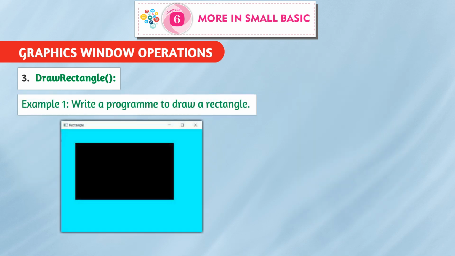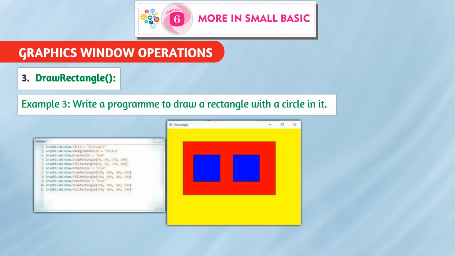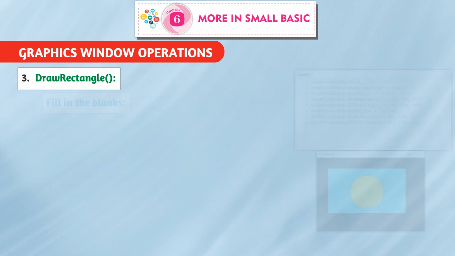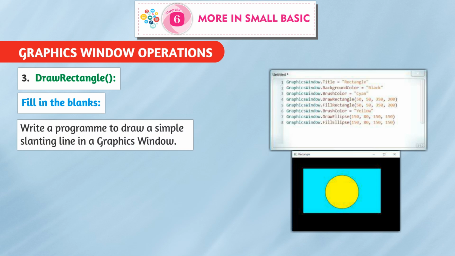Example 1. Write a program to draw a rectangle. Example 2. Write a program to draw a rectangle with 2 squares in it. Example 3. Write a program to draw a rectangle with a circle in it. Fill in the blanks. Write a program to draw a simple slanting line in a graphics window.